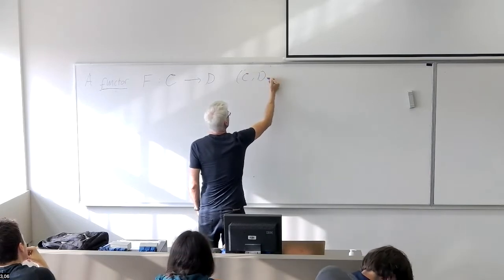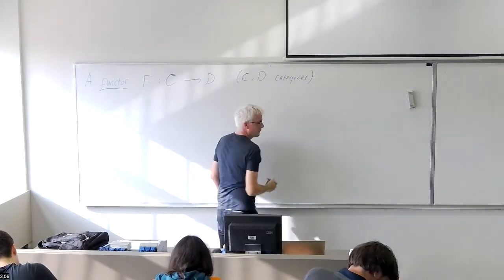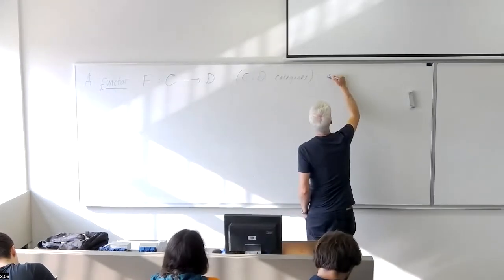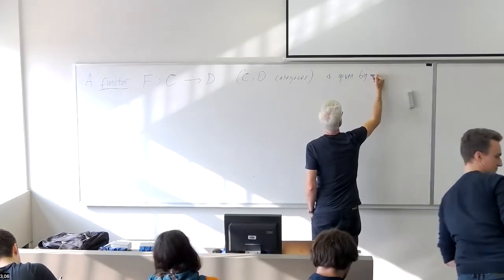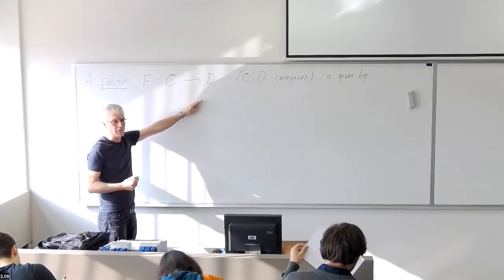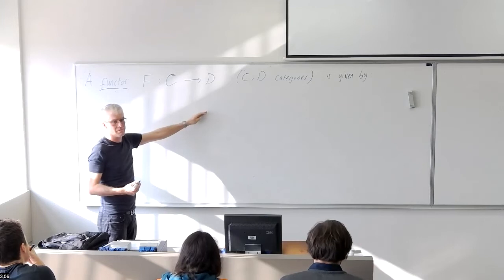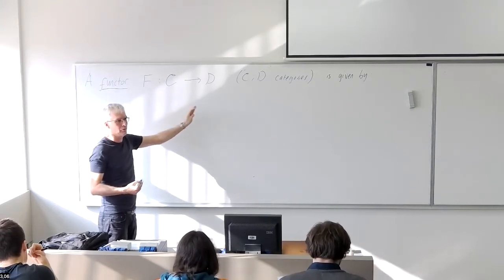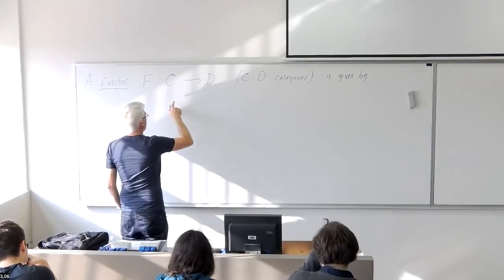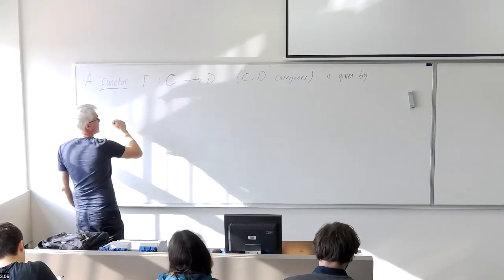So C and D here are categories. It's given by two pieces of data. We want to transform one category to another. Well, categories have objects and morphisms, so the most natural thing in the world is to map objects to objects and morphisms to morphisms in such a way that the mapping of morphisms ties up with the mapping of objects. So it's consistent with the mapping of objects. So we need to give a mapping of objects. That's simply going to be a function.